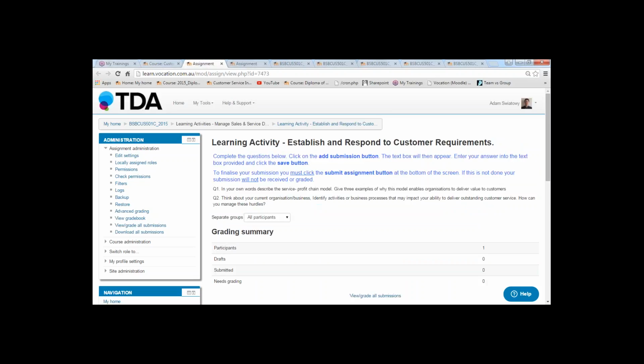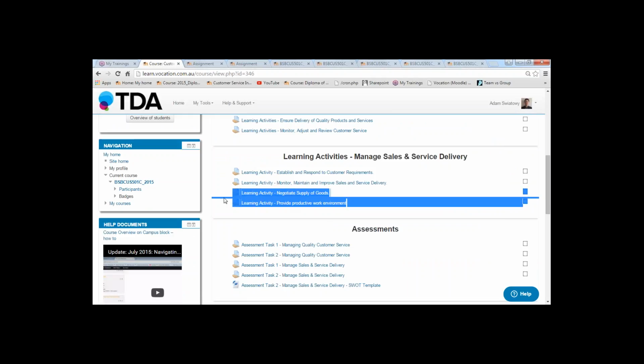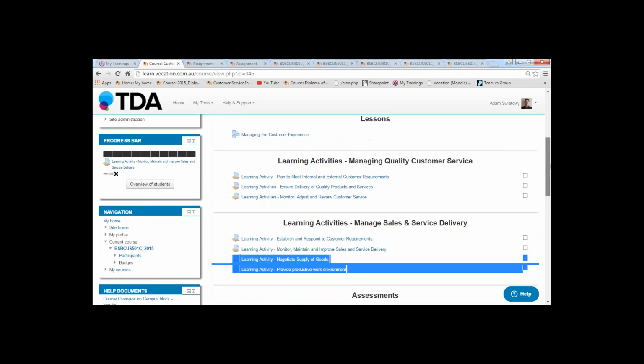Good chat. Next week, we will close this down by looking at negotiating the supply of goods and providing a productive work environment as well. We'll be talking about things like service level agreements, customer relationship management systems, some other things as well. So building rapport with customers.